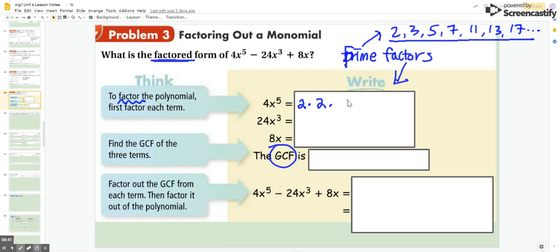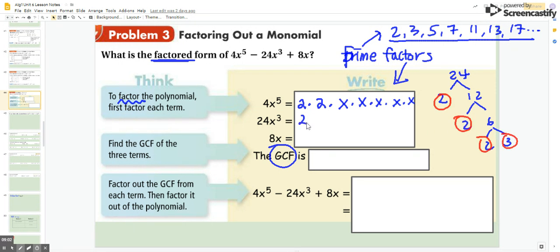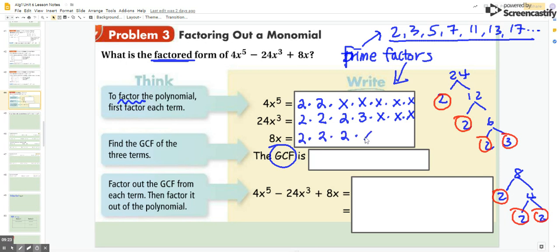So 2 times 2, x, how many x do you multiply? And 24, I think you guys remember this factor tree. 2, 12. 2 and 3. So we have 2, 2, 2, and 3. And we have 3 x's. And 8 is 2 times 4, and 4 is 2 times 2. So we have 2, 2, and 2, and 1 x.